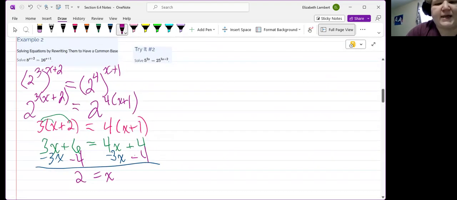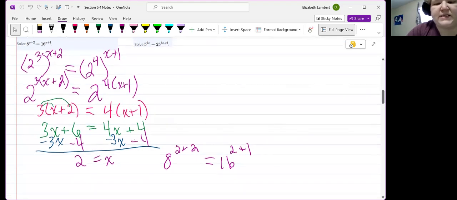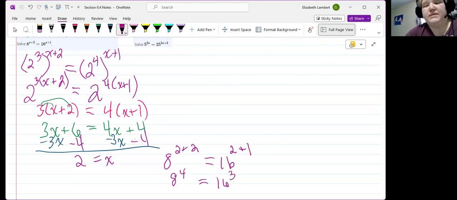So now we need to check. 8 to the 2 plus 2 is supposed to equal 16 to the 2 plus 1. So that is 8 to the 4th and 16 to the 3rd. Well, since 8 is 2 to the 3rd, this is 2 to the 3rd to the 4th, and 16 is 2 to the 4th, so this is 2 to the 4th to the 3rd. So they're both 2 to the 12th, so it does work.